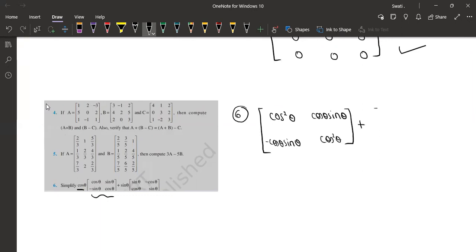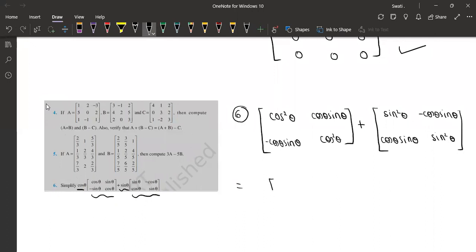Then we have plus, and another is sin theta with this. So again, this sin theta will get multiplied with each of the entries. So sine theta into sine theta is sine square theta. Sine theta into minus cos theta, we can write down minus cos theta sine theta. Remember, sine theta cos theta is same as cos theta sine theta. So I have just written it minus cos theta sine theta. Next is sine theta into cos theta. That is going to be simply cos theta into sine theta. And then we have sine theta into sine theta. That is sine square theta.